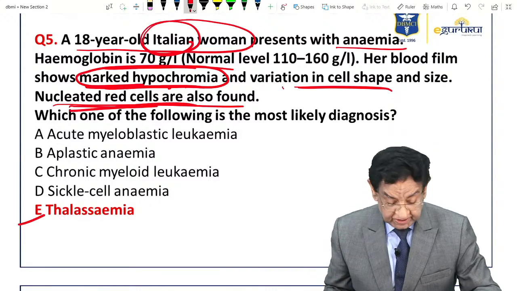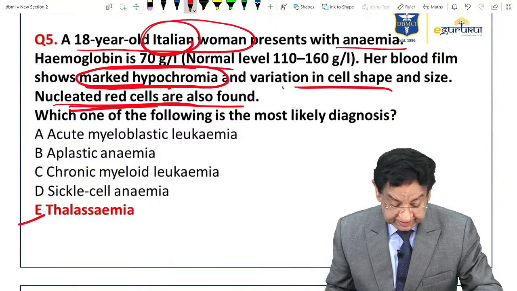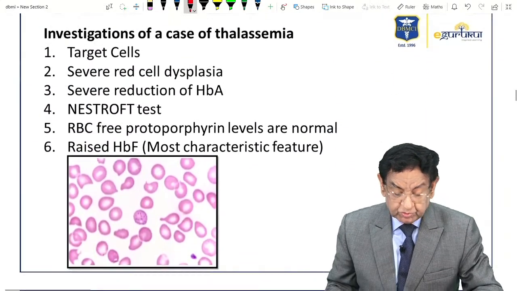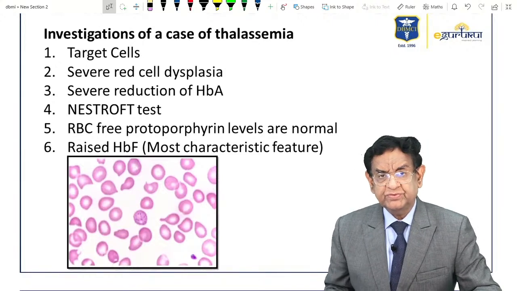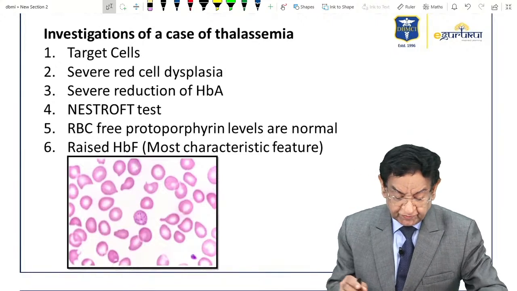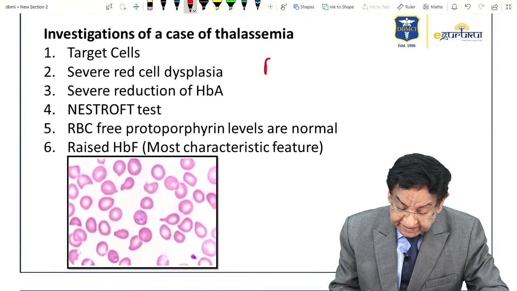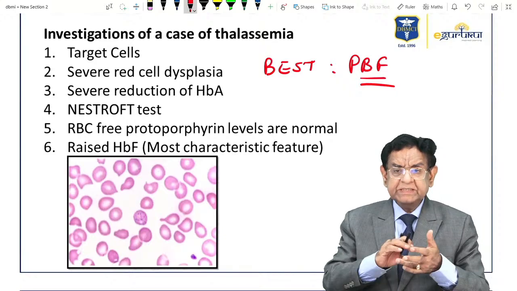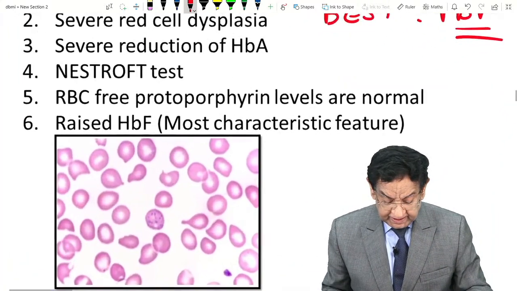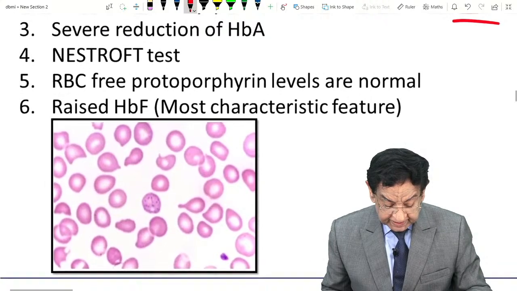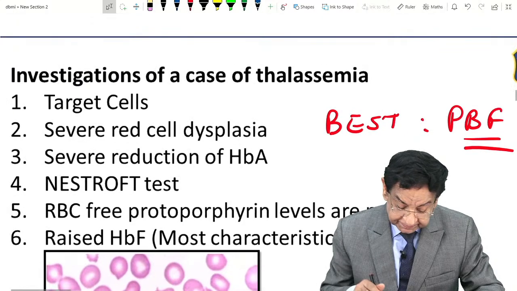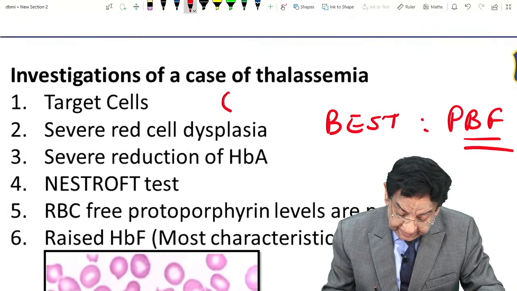Let us see why this is the answer, why not others. Okay, we'll take one by one. Whenever we investigate a case of thalassemia, first of all, the best initial test is the peripheral blood film. Simple, a slide is made and what we get is target cells are seen, like this.